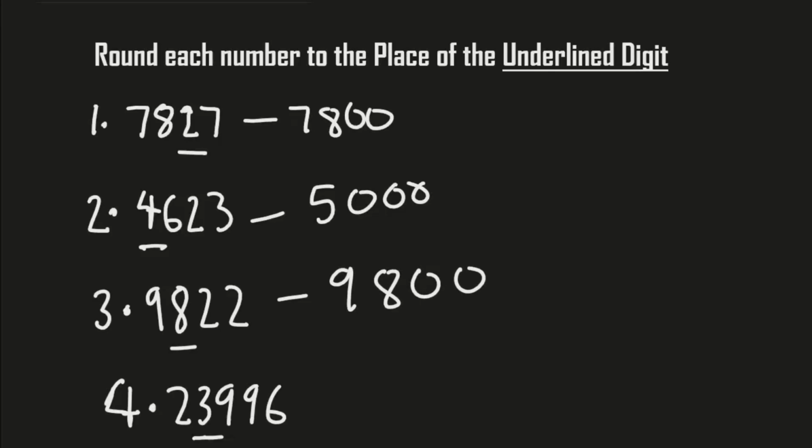Now let's do the final question on this list, which is 23,996. Whoa, that's a huge number. But it's still the same thing. We're doing the same thing all over again. So we're rounding it to the thousandths place. So we need to look at this number. Is it greater, equal to, or less than 5? Well, obviously 9 is greater than 5.